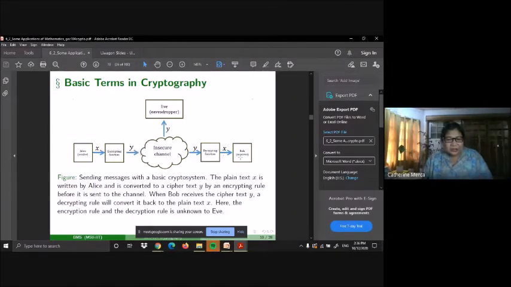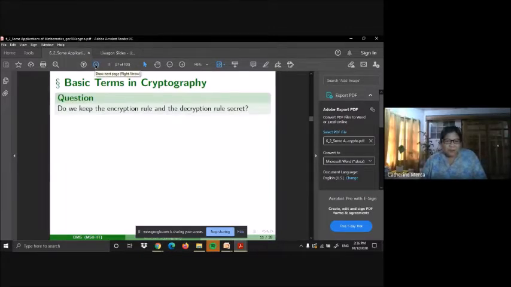Okay? So sending messages with a basic crypto system. The plain text X is written by Alice and is converted to a ciphertext Y by an encrypting rule before it is sent to the channel. When Bob receives the ciphertext Y, a decrypting rule will convert it back to the plain text X. Here, the encryption rule is unknown to Eve. Okay. So, bale, we keep the encryption rule and decryption rule secret.